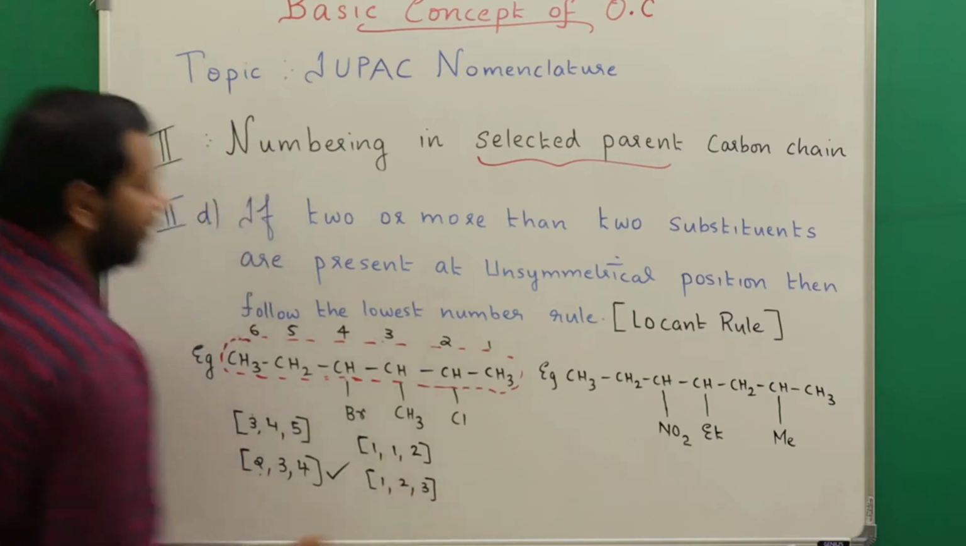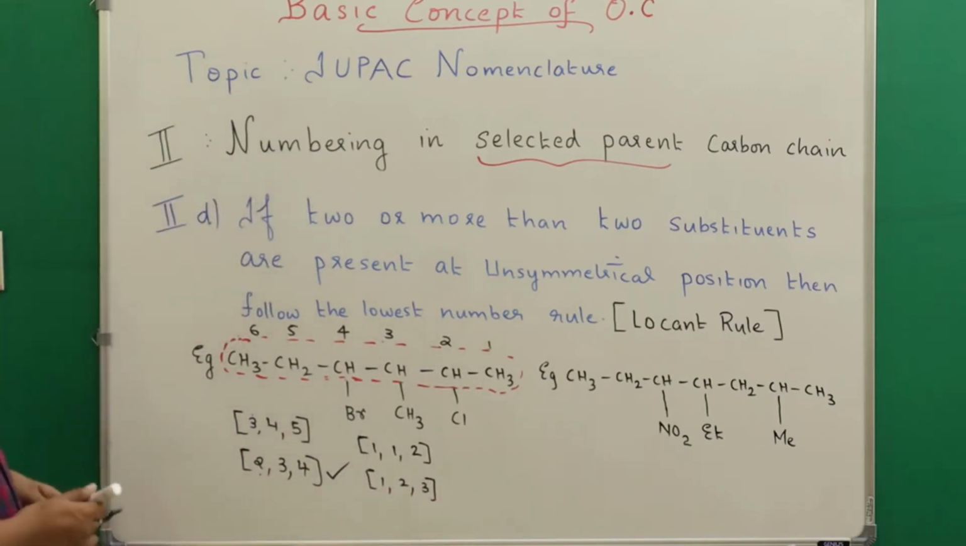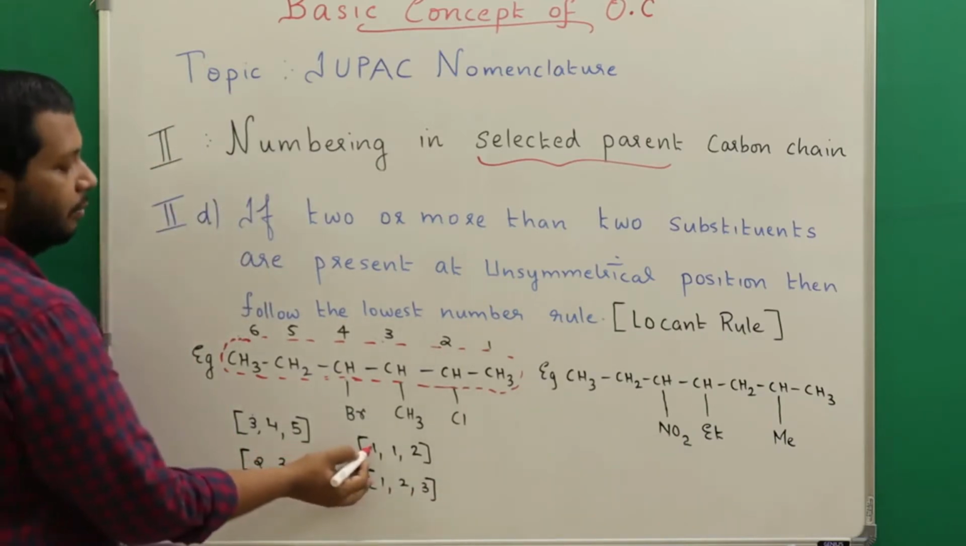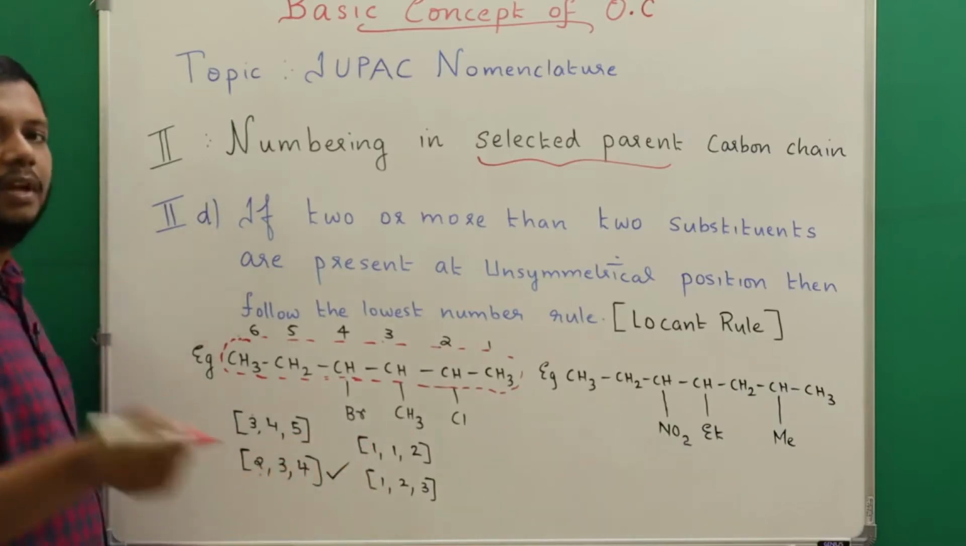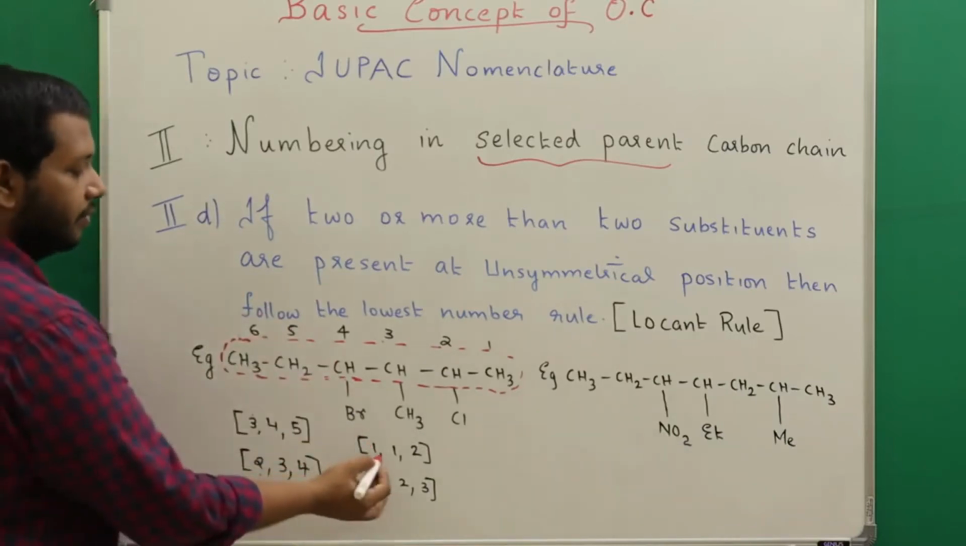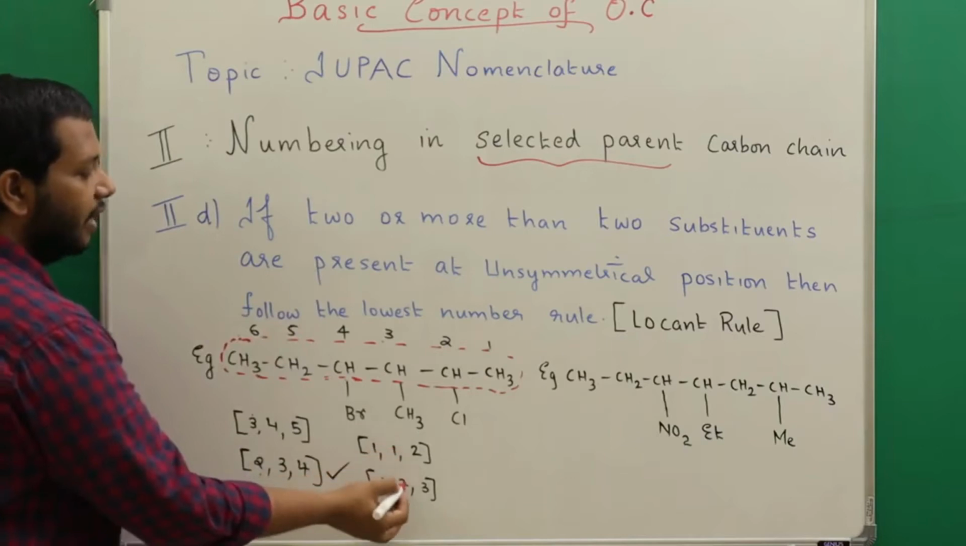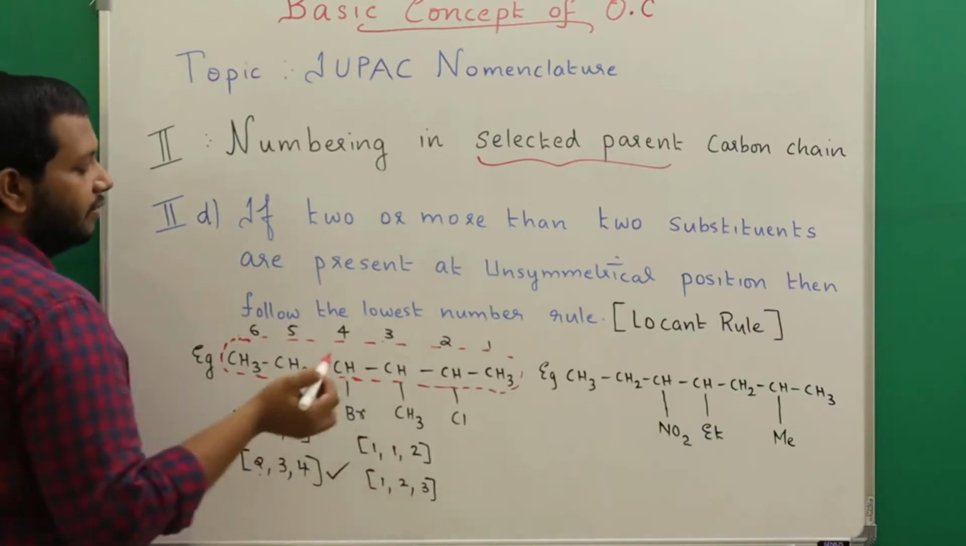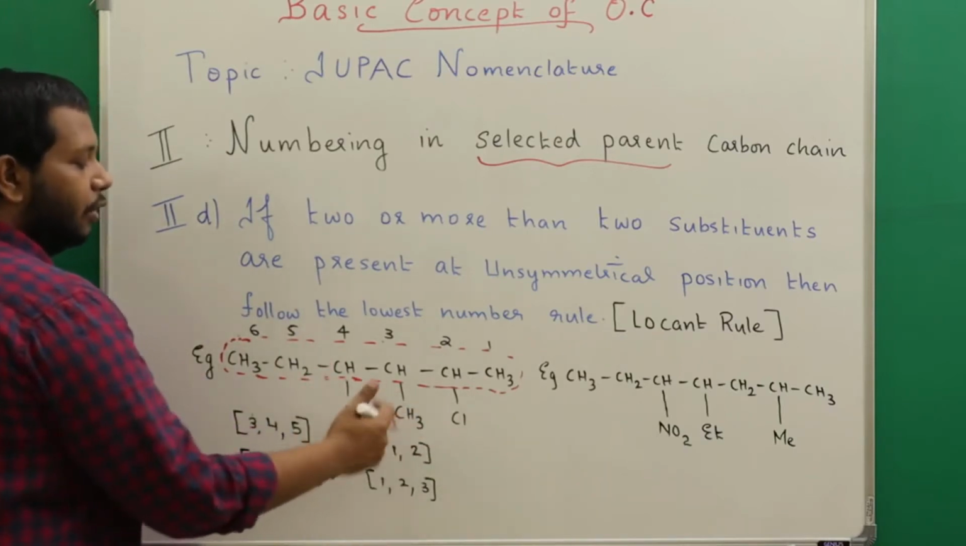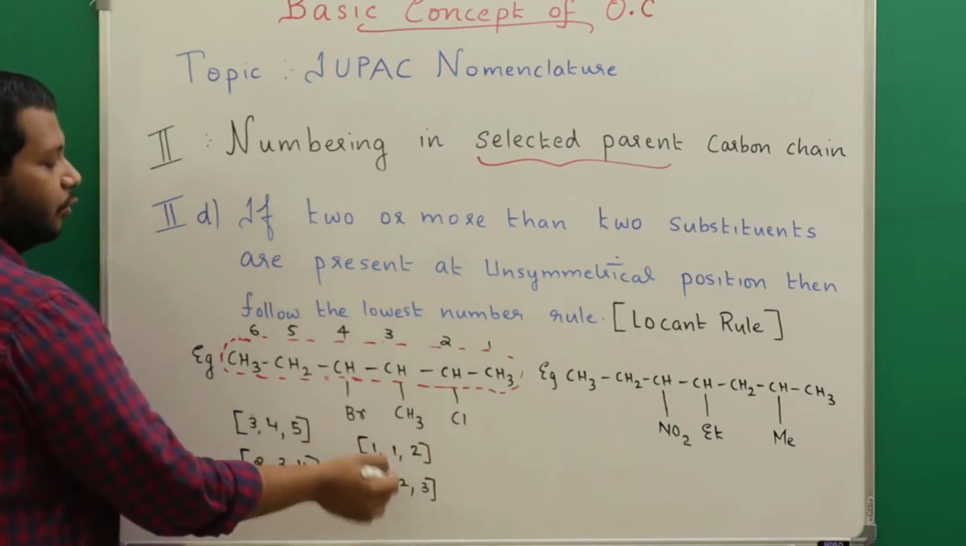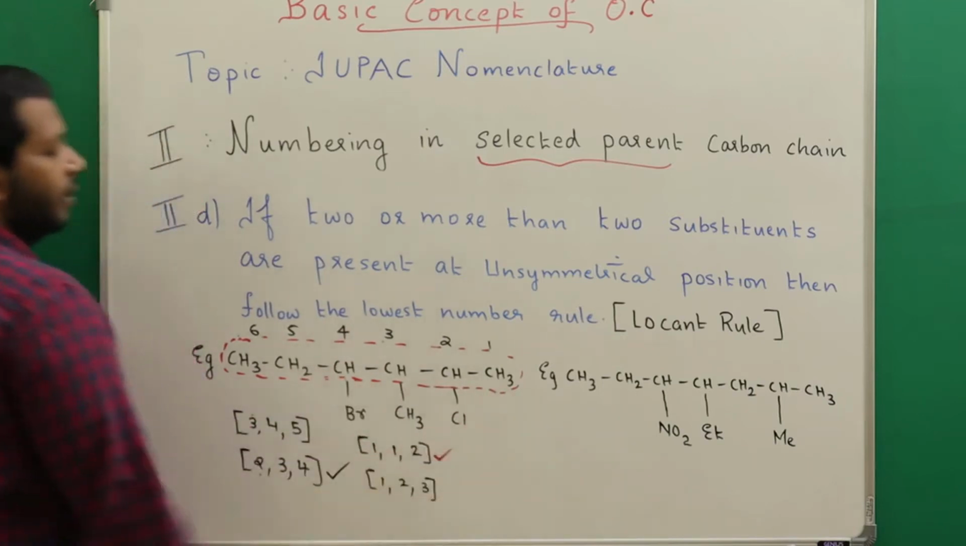Think of this as another example. You are getting this locant. Now you compare the first numbers. Both are the same, so you should not conclude from the first numbers. Then go to the second number. Here it is 1 and here it is 2. So the lowest number is 1. Then don't go and compare the other numbers. You can stop here. So this is my correct locant.